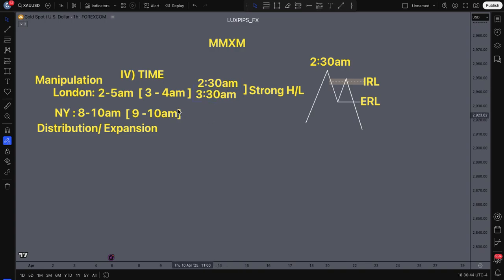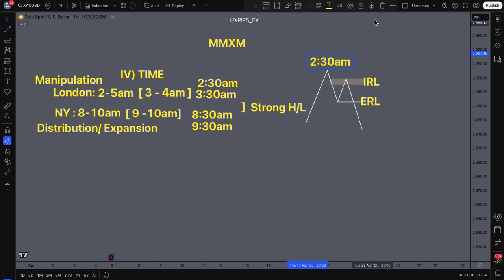The strongest times for New York are 8:30 a.m. and 9:30 a.m. So if you see a high or low made at these times, it's a strong high or low. Obviously, just change that to 2:30 a.m. or 8:30 a.m.